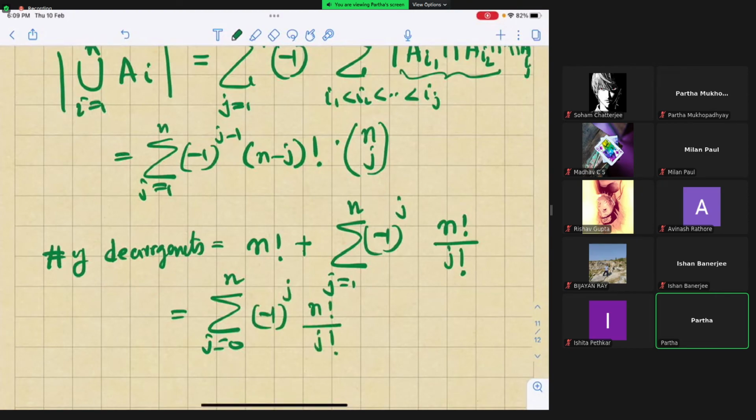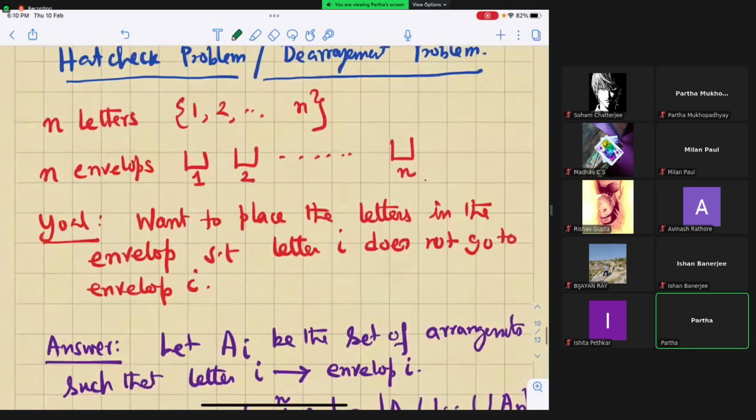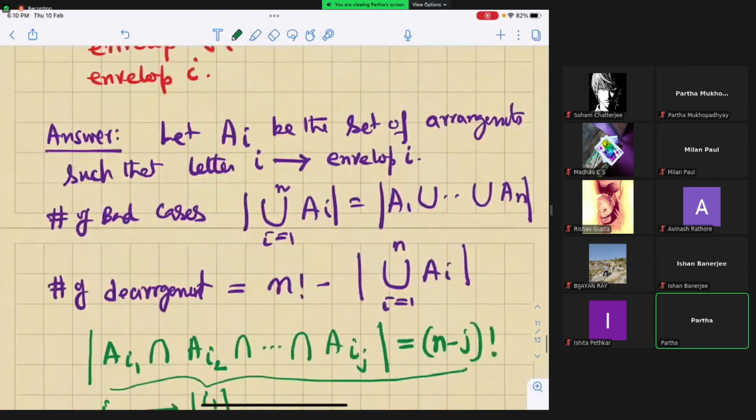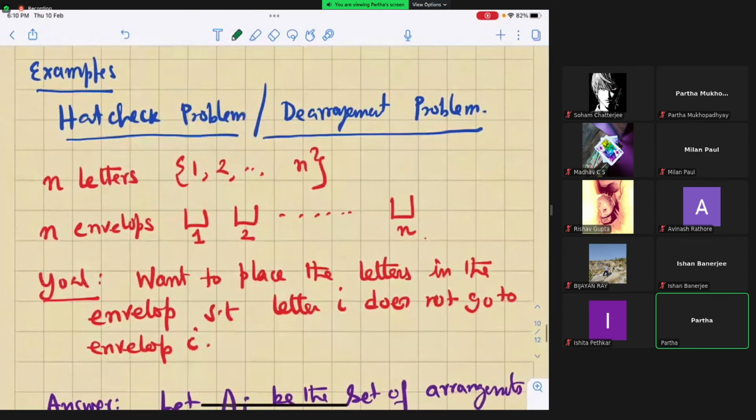But the basic idea remains that essentially your success depends on the way you define those sets Ai. Once you define the sets Ai, you can just mechanically compute and solve many problems using this inclusion exclusion. The trick lies in defining the sets Ai. This is a very famous example, appearing in many places in combinatorics. It is called the hat check problem.